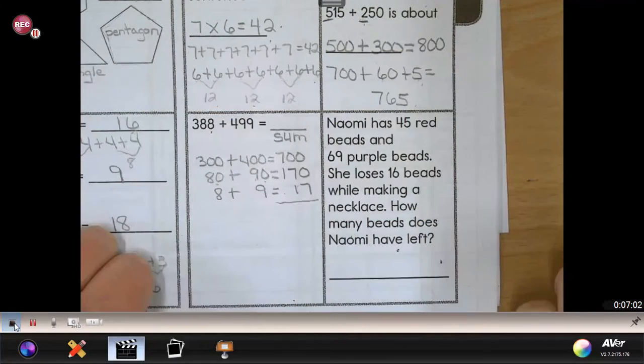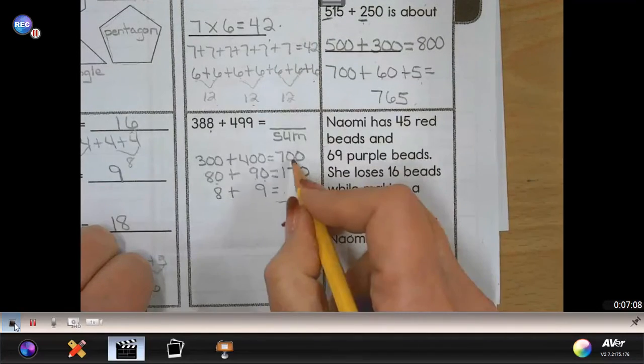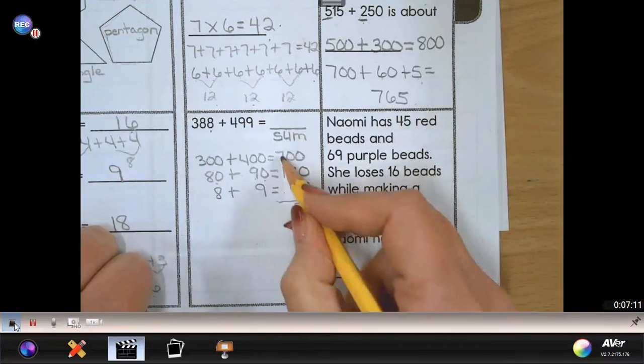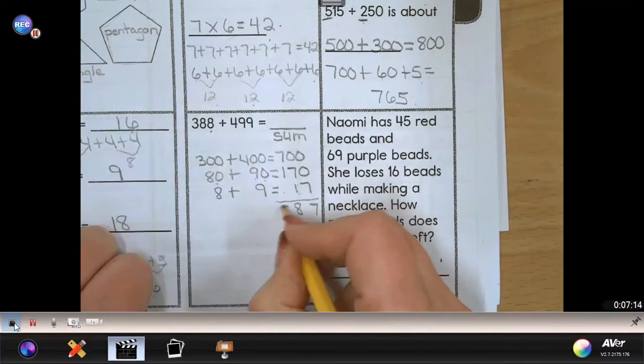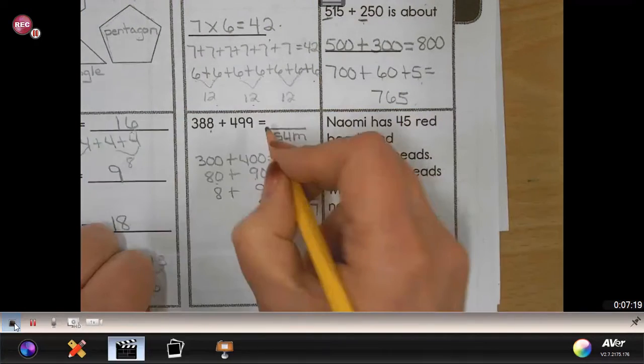Now I can take and put these back together. Notice I have them in place values, so this would be 80. 70 and 10 more is 80, and 700, and one more 100 is 800. So I have 887 as my sum.